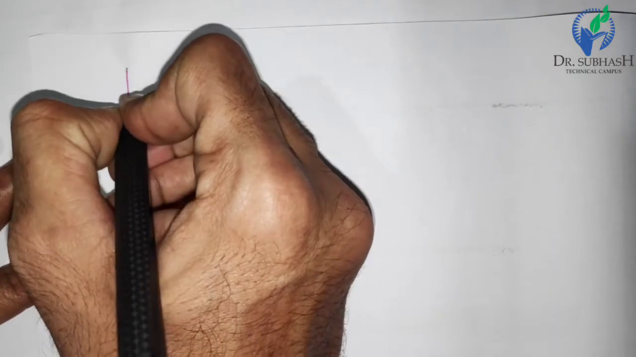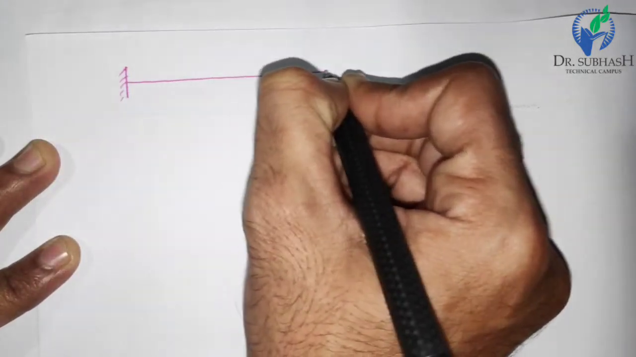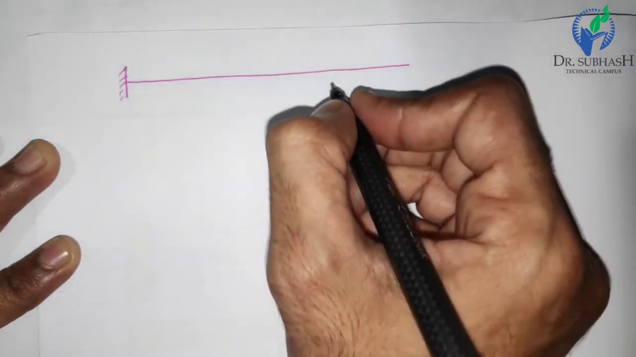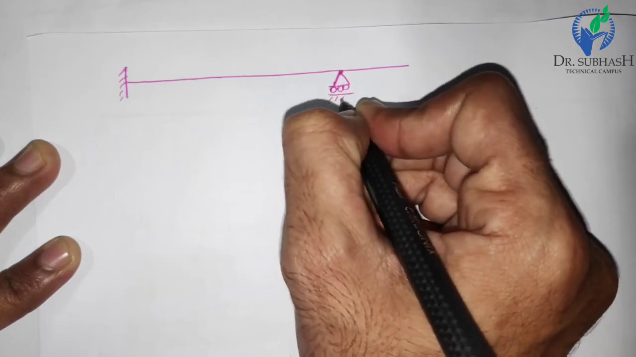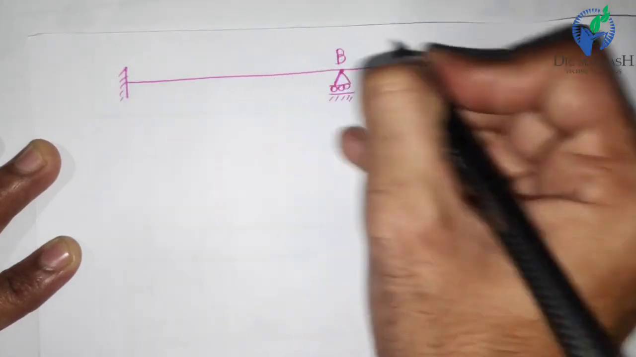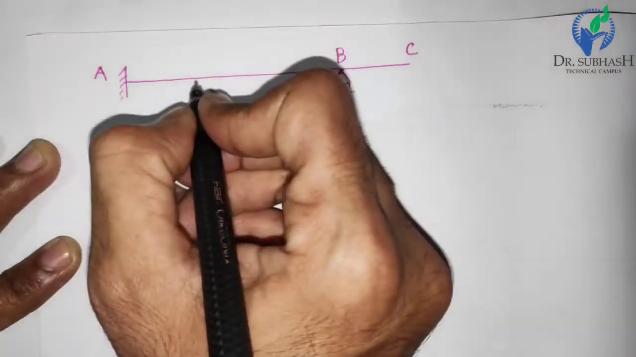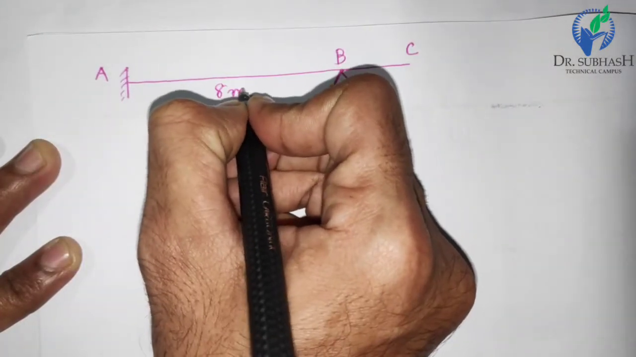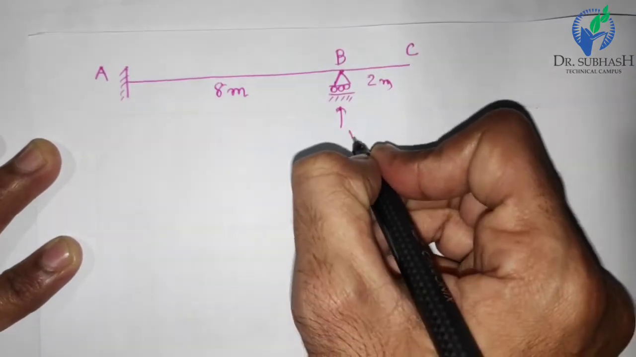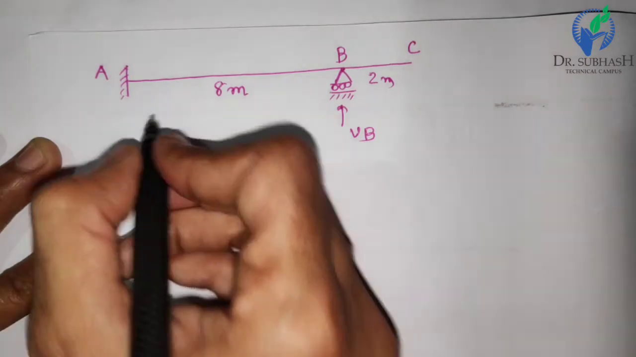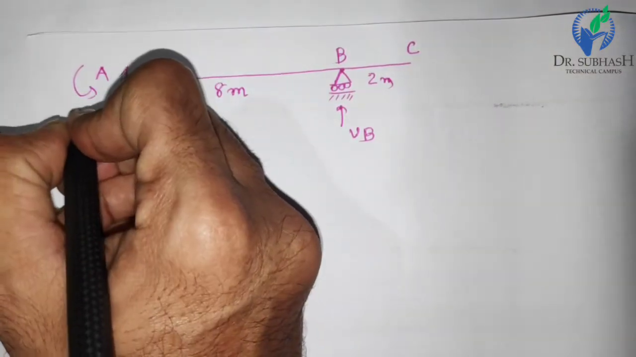So here we have been given a figure in the data, which is a propped cantilever beam. The first example was a cantilever beam. Now we have taken the second example, a propped cantilever beam. So this is our propped cantilever beam. A to B distance is 8 meter, B to C is 2 meter. So we find out the diagram of VB, VA and MA.